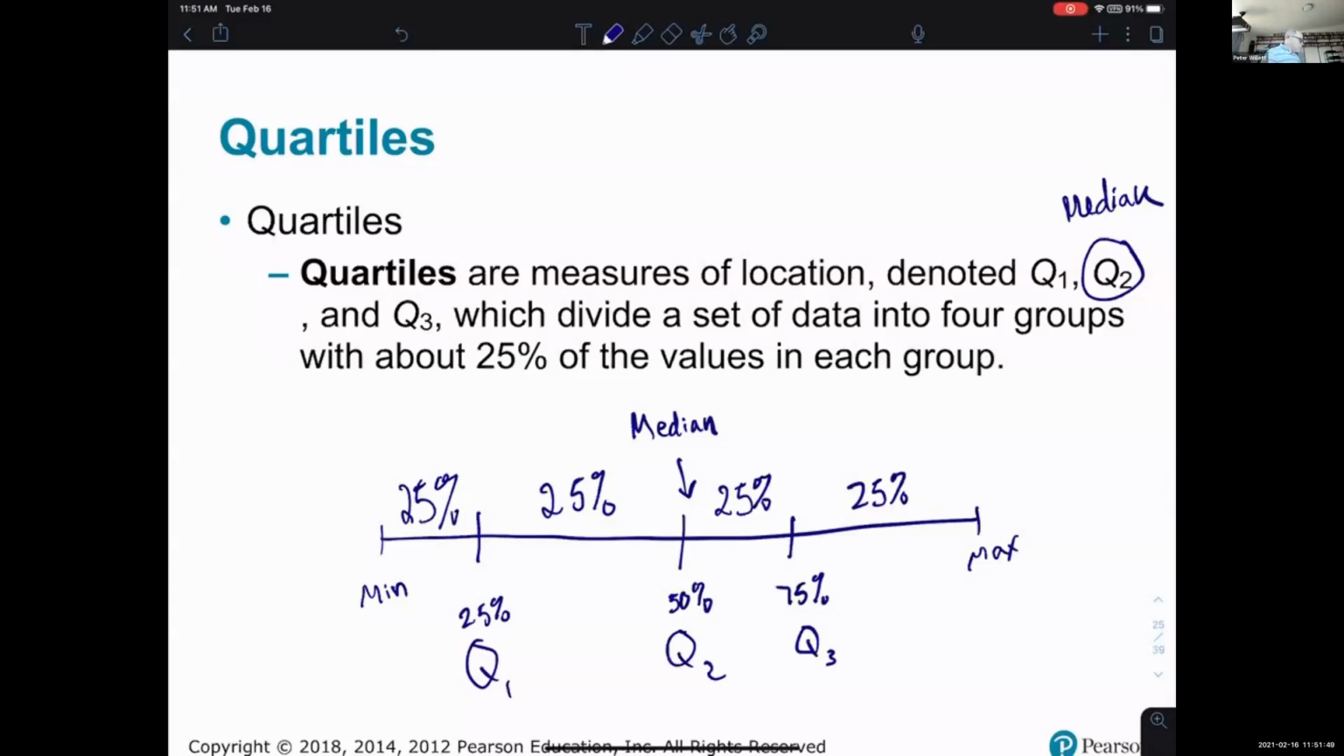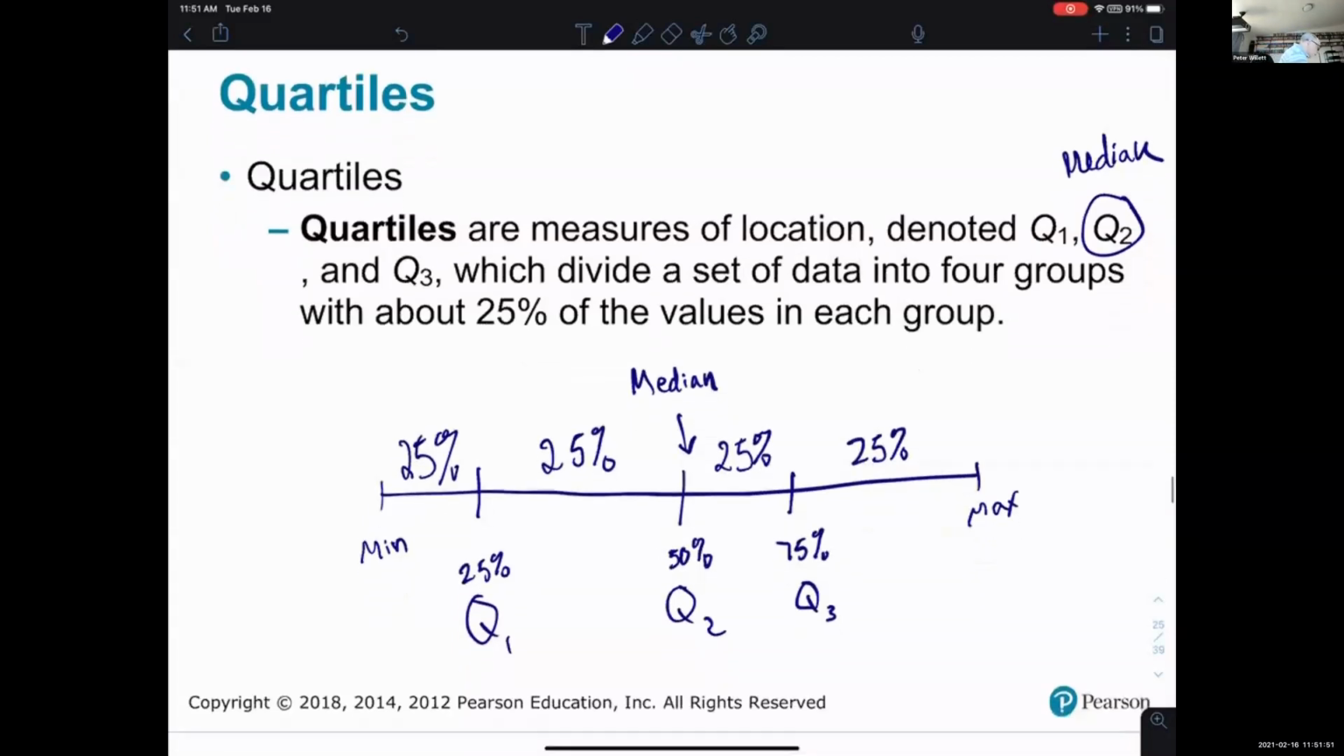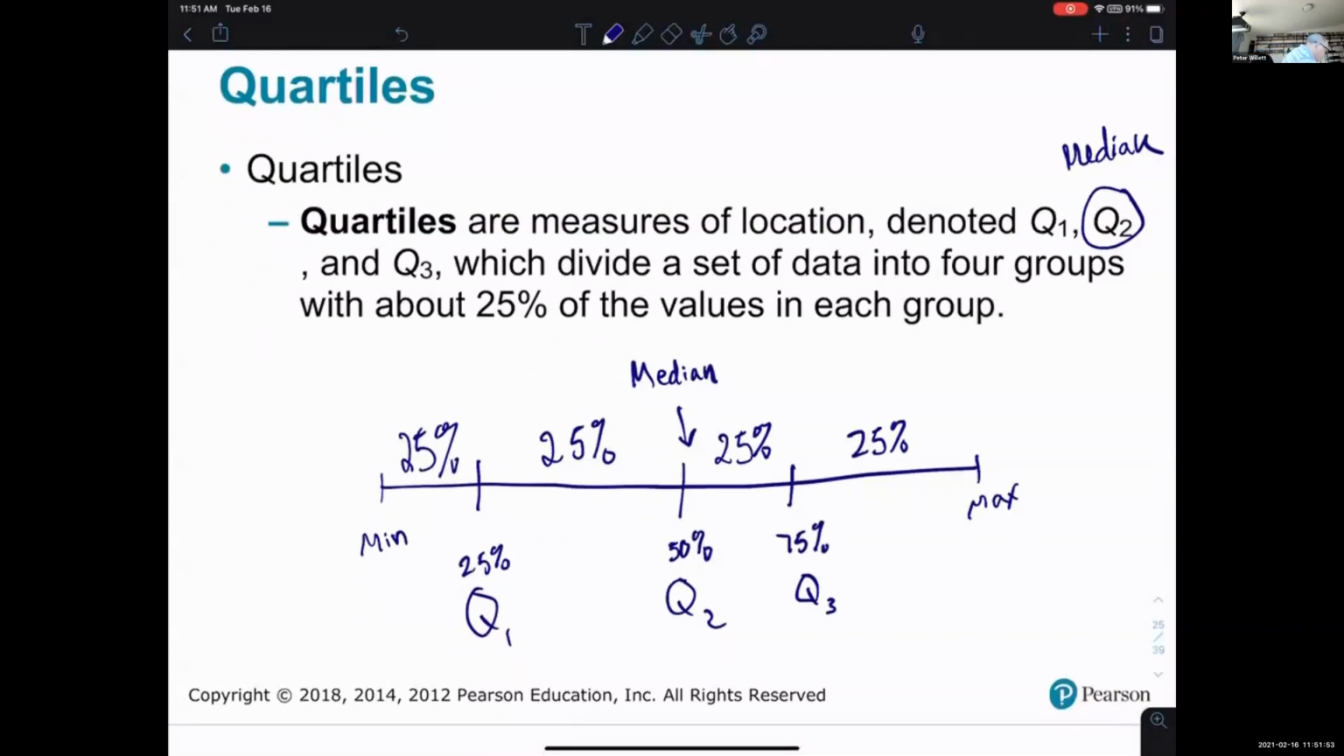So using our new notation, you can think of Q sub 3 as the 75th percentile. As we were discussing earlier, you can think of the median as P sub 50, the 50th percentile, and now we can also recognize this is also referred to as Q2. And then Q1 would be the 25th percentile, or P sub 25.